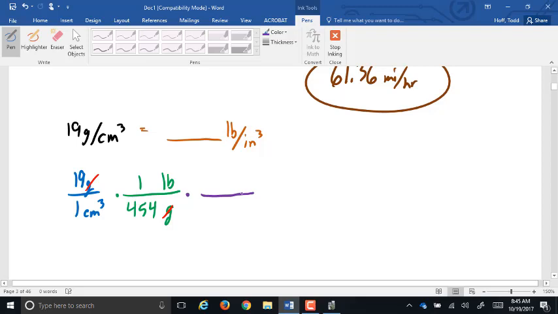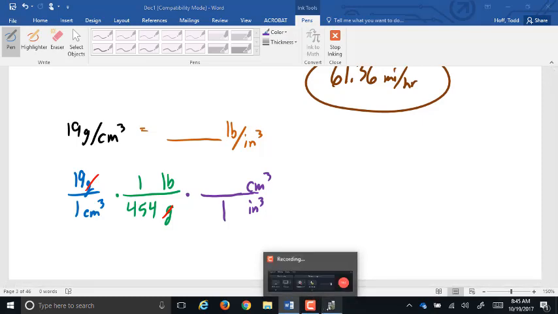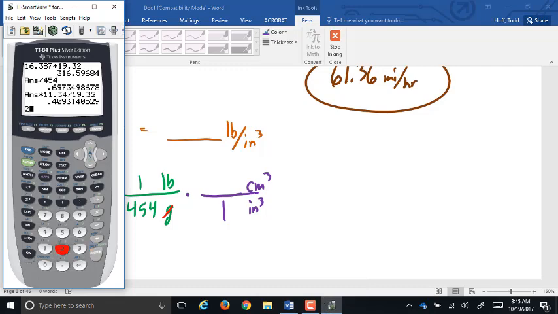We need to get rid of cubic centimeters. Where are they going to go? Top or bottom? Top. Cubic centimeters on top. Cubic inches is going to go on bottom. The inch is bigger, so 1 cubic inch. Now, how many centimeters are in an inch? 2.54. So a cubic inch would be 2.54 cubed, 16.387.